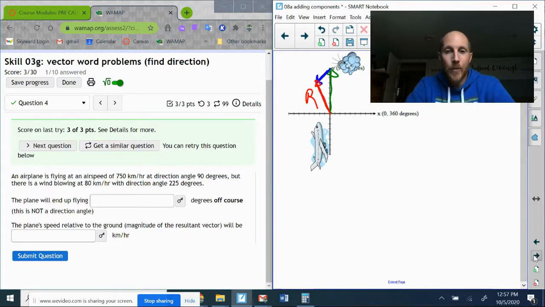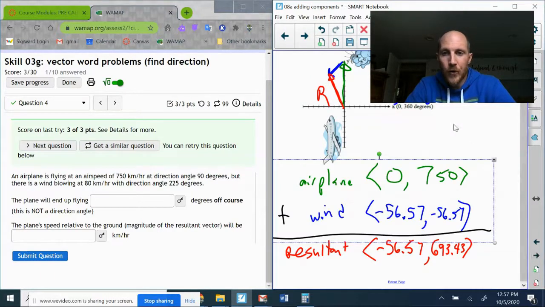So we need to get the components, right? The first thing I had to do was get the airplane. That one I didn't have to do any work on because it's going straight up, so the components for the airplane are 0 and 750. For the wind, I had to calculate. I took the magnitude of 80 times the cosine of 225, which gives me the x component, and 80 times the sine of 225 gives me the y component. So negative 56.57. I had to round to two decimal places.